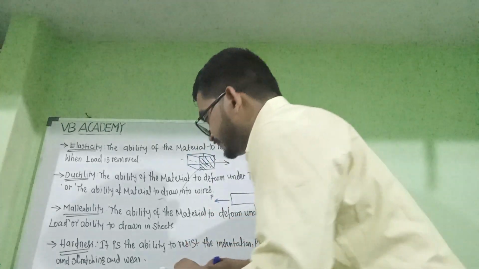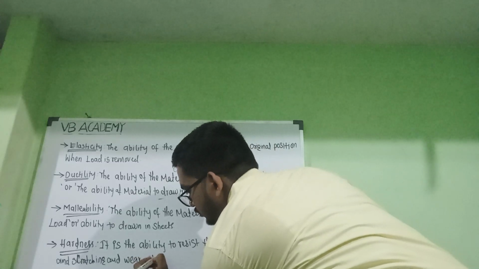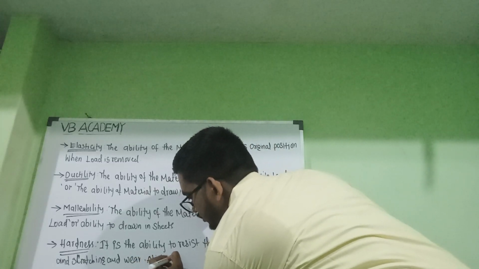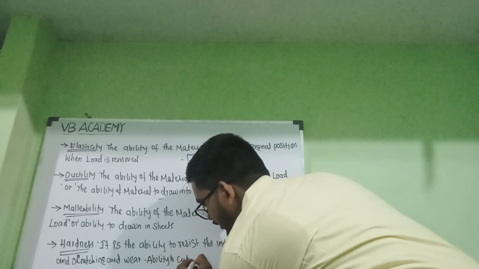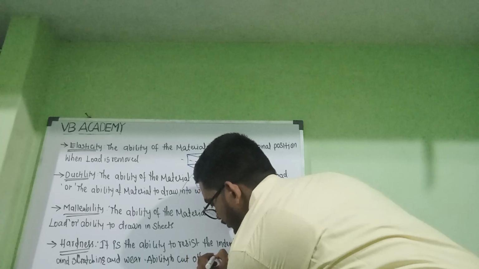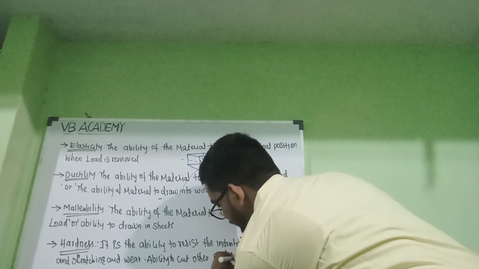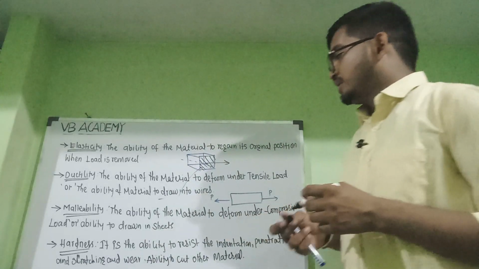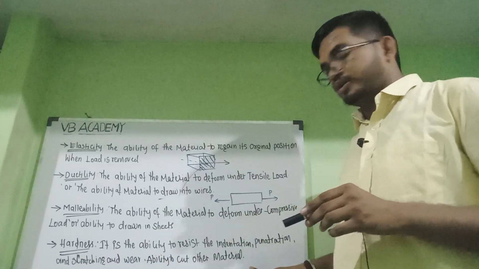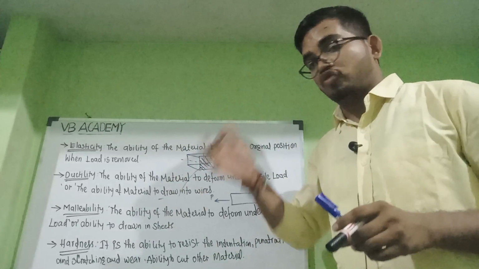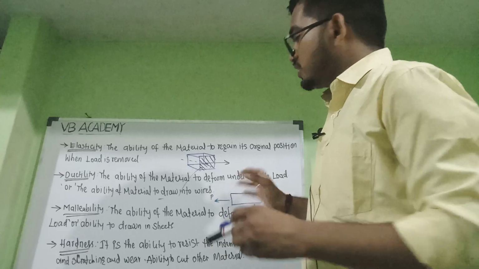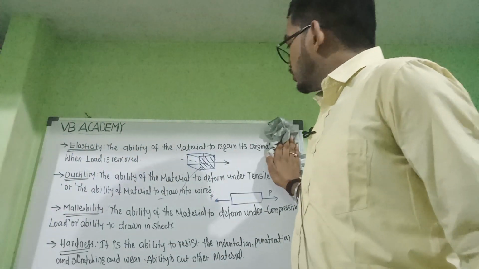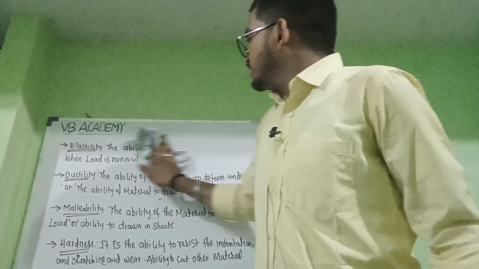Or the ability of the material to cut other metals or other material. Clear? So these are the four properties. Hope you got this. Okay. So I am rubbing it now. Here you can check. We will go with other properties.